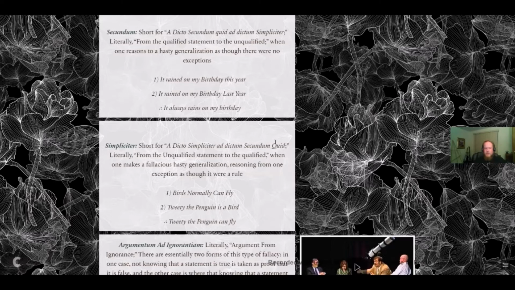These next two fallacies are very similar: secundum and simpliciter. They're both fallacies of generalization. They're both fallacies that actually come out of induction, where you take a group phenomenon and basically screw it up somehow. So in secundum, which is sometimes called a hasty generalization, it comes from a Latin phrase, dicto simpliciter ad dictum secundum quid. Basically, you take a couple of instances and you say this must be the truth.